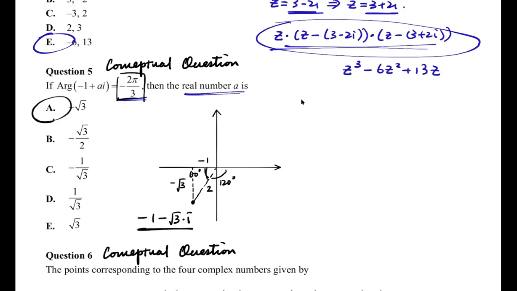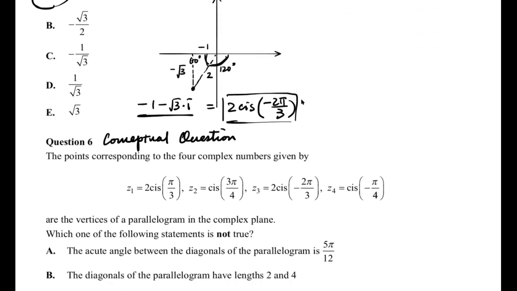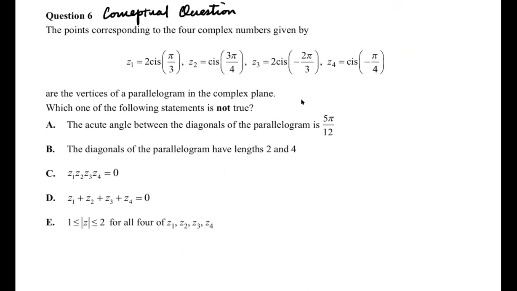And this number here has an argument of minus 2 pi on 3, okay? A common sense. Question 6. I would adopt a diagrammatical approach. That is, draw a diagram.